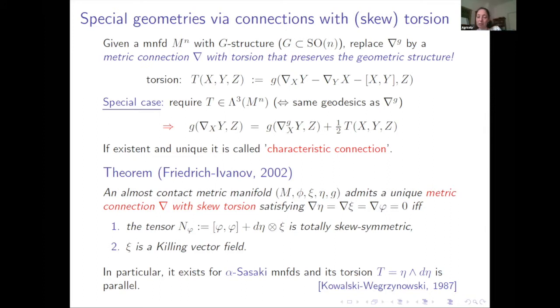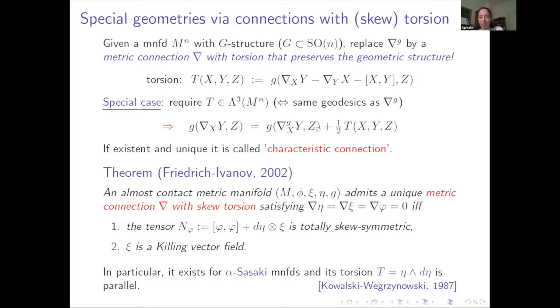Actually, if you look at the condition, then you will see quickly that this means that the geodesics are exactly the same as of the Levi-Civita connection. And then the torsion is just half of the difference tensor between the Levi-Civita and the new connection. So in short, if you have a metric connection, and then the new connection is Levi-Civita plus 1/2 the torsion, and I just write it like that. Because I contracted with Z, I have to take the scalar product with Z here as well.